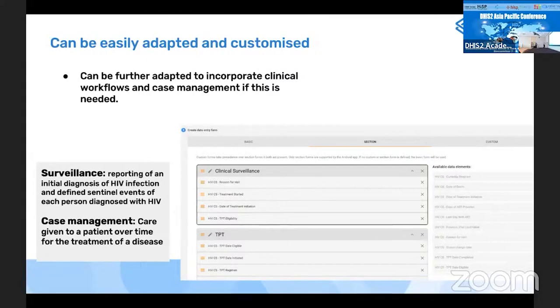So you have two broad ideas which were taken into account. One was surveillance and one was case management. So for surveillance, the idea was to have a documented entry for initial diagnosis of HIV infection, as in when the person was identified, and then track the care that was given to the patient over time for the treatment of the disease. So you see there, in terms of the basic design, you have the clinical surveillance and you have the TPT sections defined. So you get a ready-made program, which is defined as per the WHO clinical guidelines for the minimum data set for HIV care that could be further extended to include all the additional information that a country intends to capture to manage their HIV cases in country.